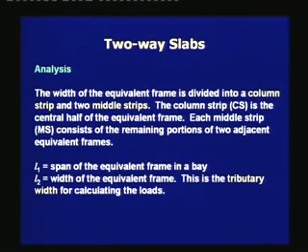The width of the equivalent frame is divided into a column strip and two middle strips. The column strip, which we shall denote as CS, is the central half of the equivalent frame. Each middle strip, which we shall denote as MS, consists of the remaining portions of two adjacent equivalent frames. In the following figure, we shall use L1 as the span of the equivalent frame in a bay, L2 as the width of the equivalent frame. This is the tributary width for calculating the loads.